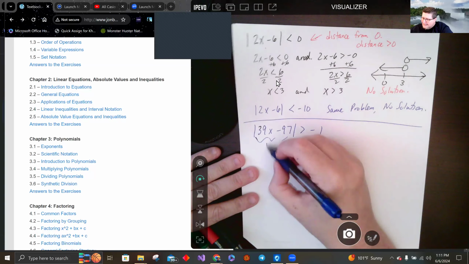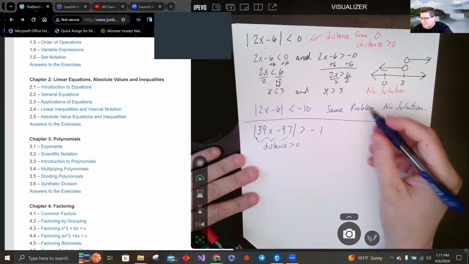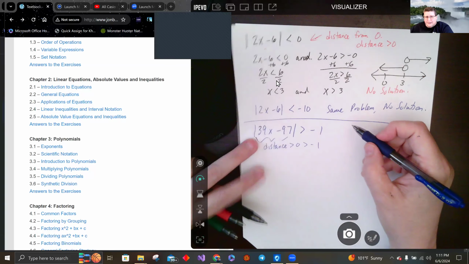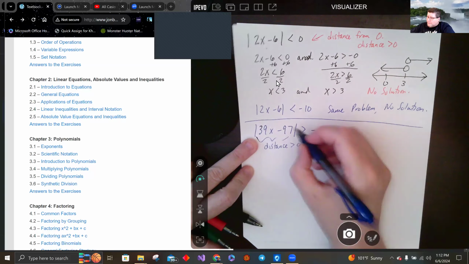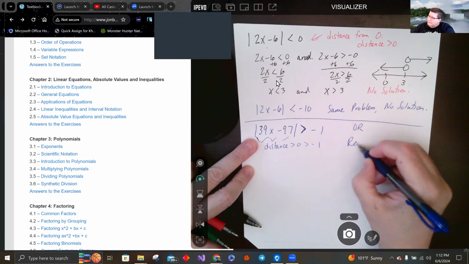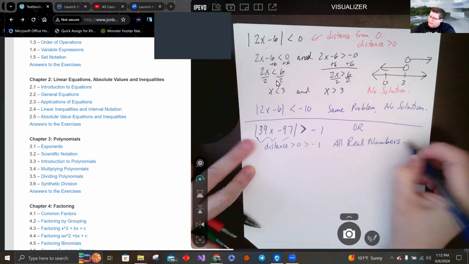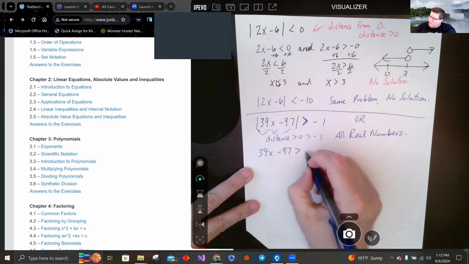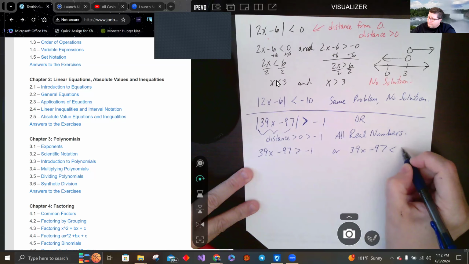Something else to be alert for: again, this is a distance, which means it's greater than 0. And 0 is greater than negative 1. So no matter what's in here, this is going to work. The greater than is an or situation. We're going to get all real numbers here. And I'm going to show you working it out that it works that way with the or. 39x minus 97 is greater than negative 1, or 39x minus 97 is less than 1.